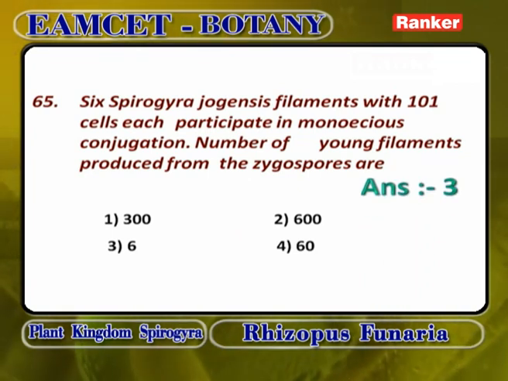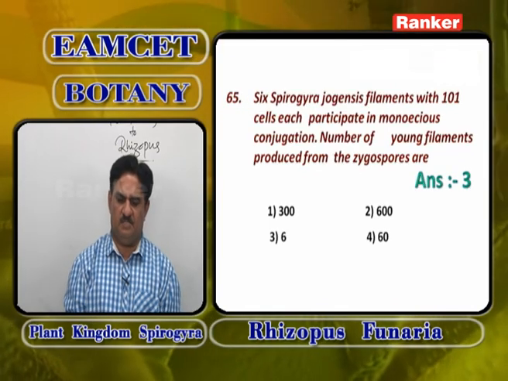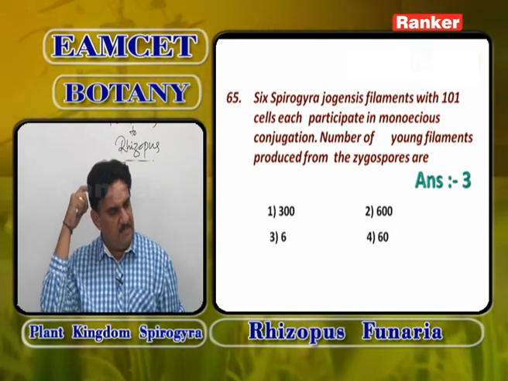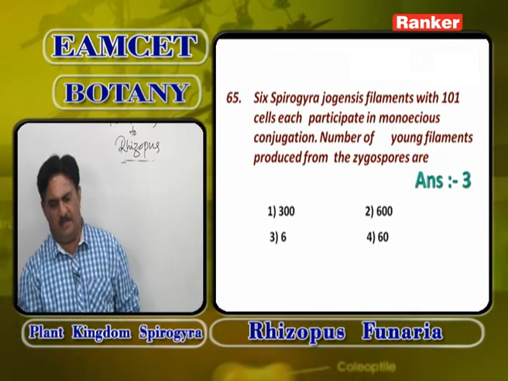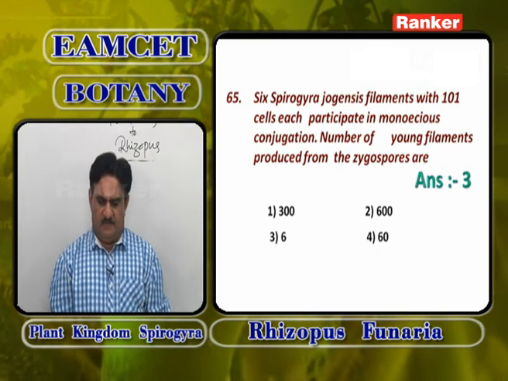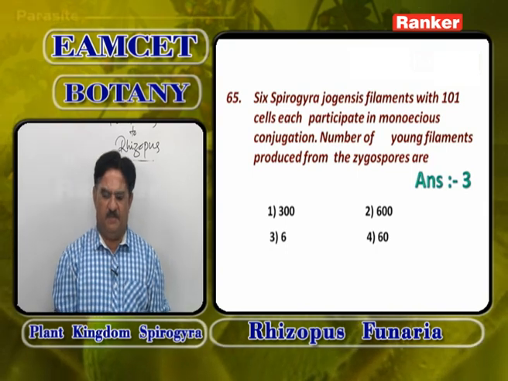Six Spirogyra jogensis filaments with 101 cells each participate in monoecious conjugation. A number of young filaments are produced from the zygospores. Forget about the cells present in the filament, because Spirogyra jogensis shows direct lateral conjugation where only 2 cells are involved from the base. Above the holdfast is the female cell, above the female cell is the male cell. So, 6 filaments involved means 6 zygospores are formed. If 6 zygospores are formed, the number of young filaments produced will be 6.